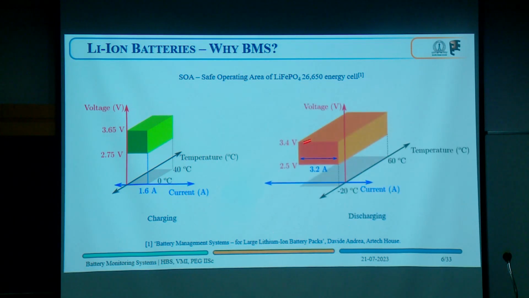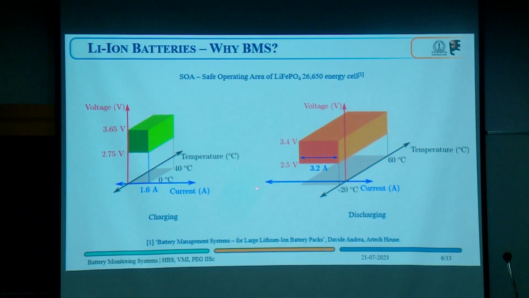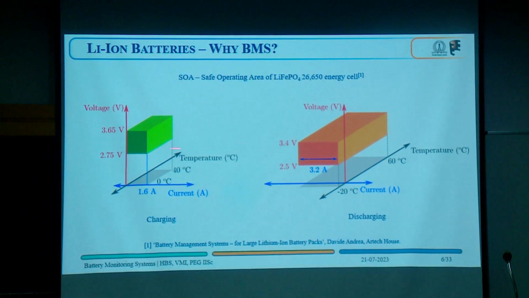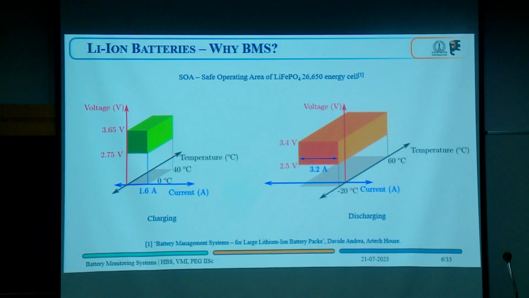Similarly, while discharging, it can discharge a maximum of 3.2 amperes, and the terminal voltage can vary from 3.4 volts to 2.5 volts, and while discharging the temperature range is a little bit wider, that is -20 to 60 degrees Celsius. Again, these plots show the safe operating area of this lithium iron phosphate cell.